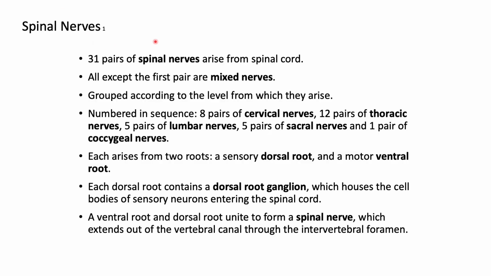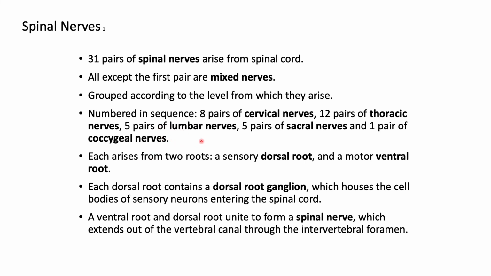Spinal nerves arise from spinal cord. There are 31 pairs of spinal nerves. Most of them are mixed nerves, which means they have both sensory and motor branches. These 31 pairs are named according to their association with vertebrae. So, for example, spinal nerves at the level of cervical vertebrae are called cervical nerves, at the level of thoracic vertebrae called thoracic nerves, then lumbar nerves, sacral nerves, and coccygeal nerves.